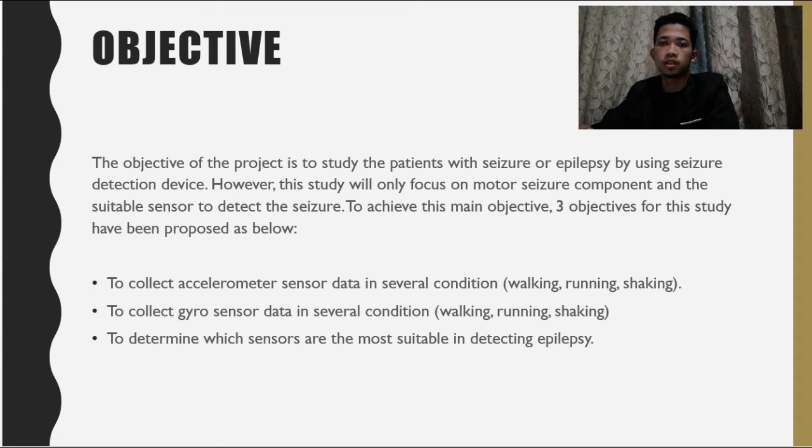Next is objective of this project. 3 objectives for this study have been proposed as below. First is to collect accelerometer sensor data in several conditions, which are walking, running, and shaking. The second one is to collect gyro sensor data in several conditions, which are walking, running, and epilepsy. To determine which sensor is the most suitable in detecting epilepsy is the last one for the objective.